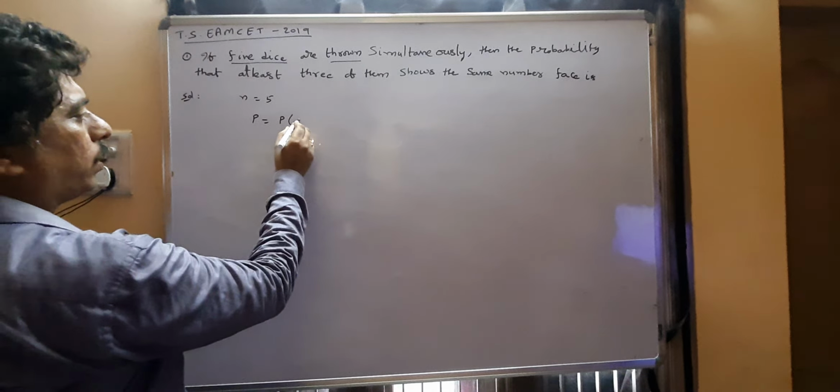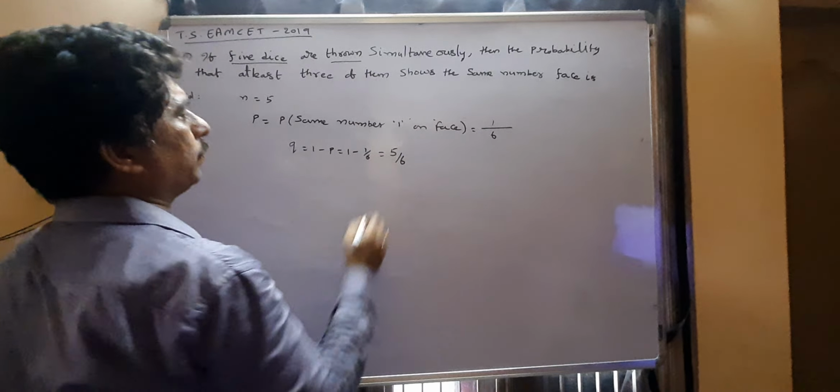Total outcomes: if a die is thrown, we get 6 outcomes. Out of 6 outcomes, to get the 1 is 1 chance, to get the 2 is 1 chance, to get the 3, 4, 5 and 6 is 1 chance each. So Q is 1 minus P equal to 1 minus 1 by 6, that is 5 by 6.